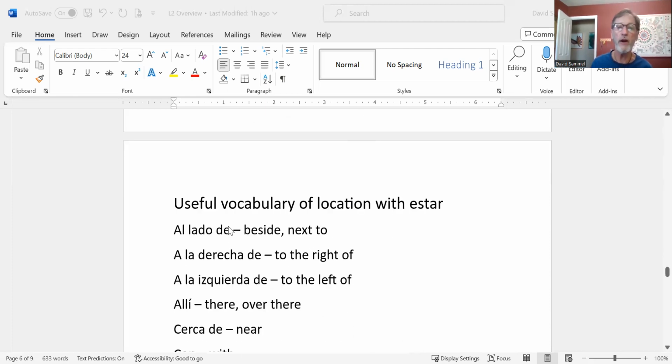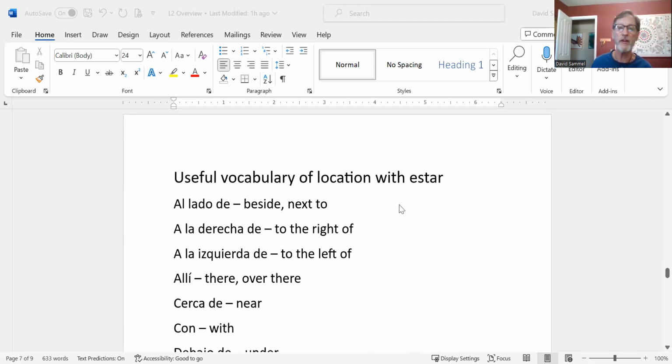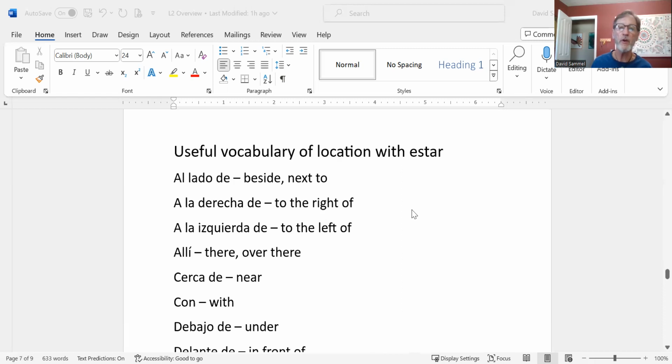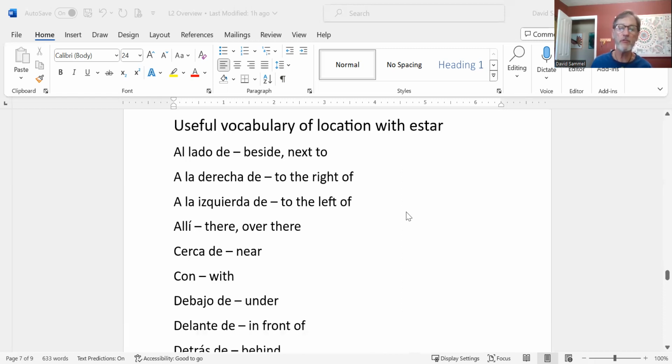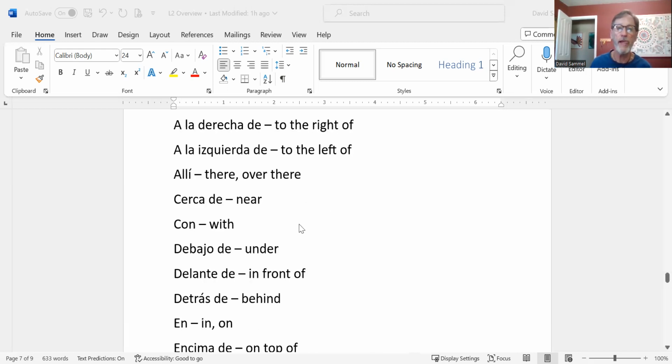Oh, sorry. We also have some useful vocabulary of location with estar. And this is the kind of thing, I'll scroll through it slowly. These are very useful things. You could say, el libro está cerca de la mesa. The book is near the table. You have to use the verb estar for these things because you're talking about location with these kinds of words, all right? Here's the rest of them.